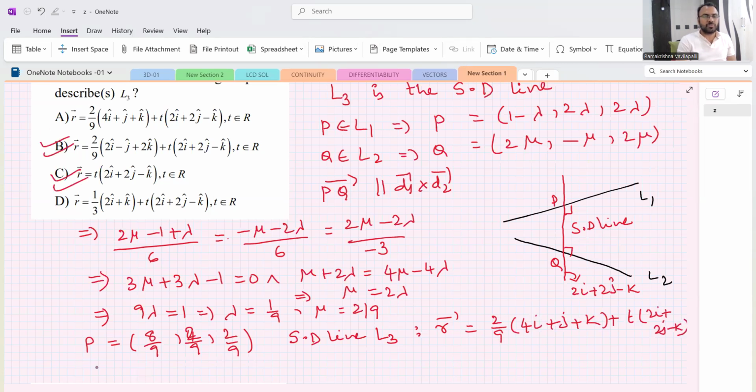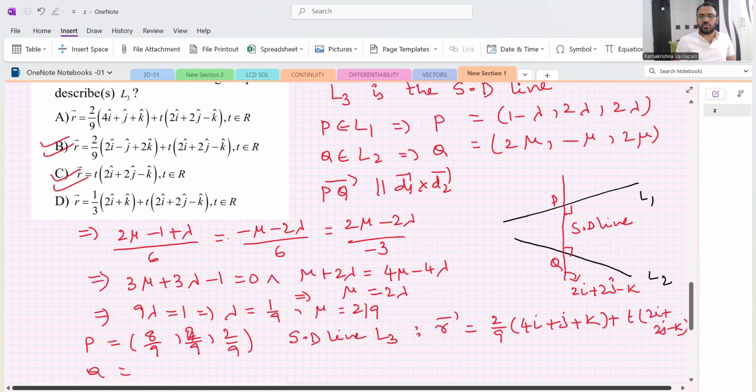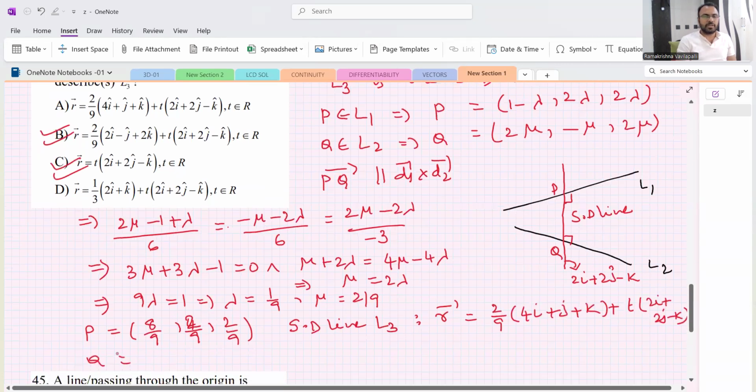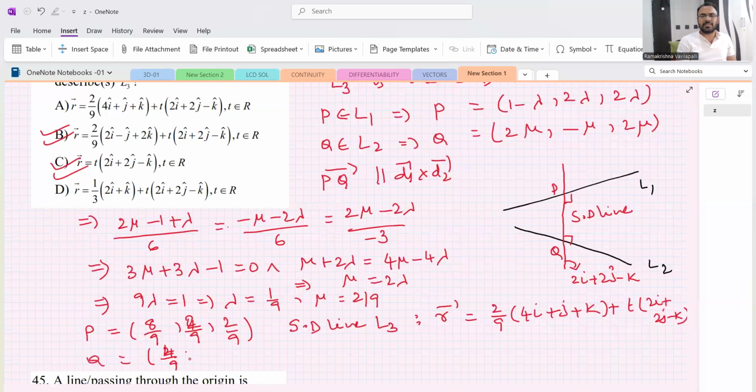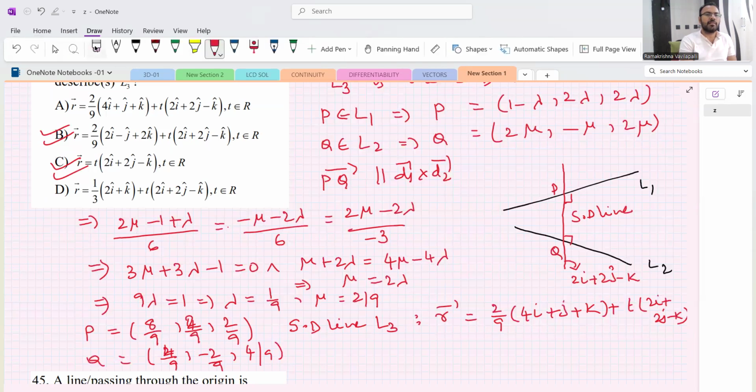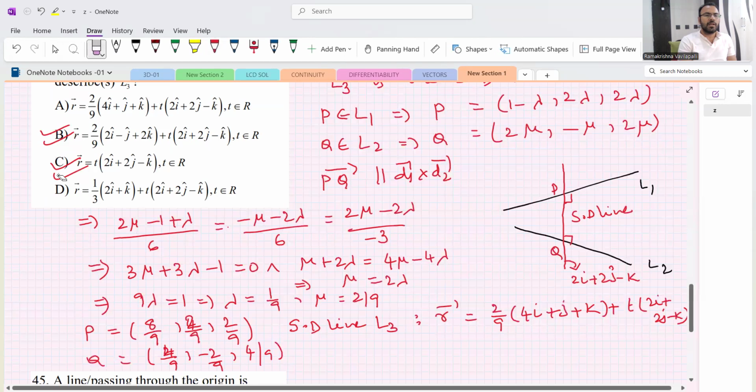Similarly, option C is true because Q point, you will get, substitute 2 mu, that is equal to 4 by 9, mu is equal to 2 by 9. You see that. Okay. Wait, not option C. I think option A is true.